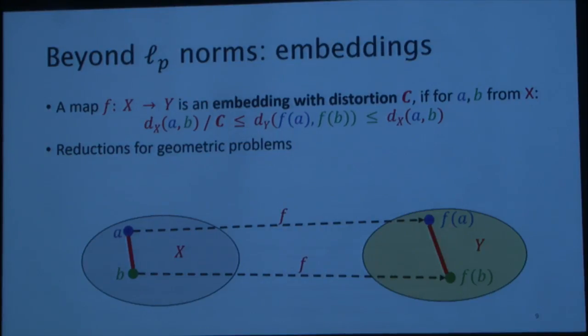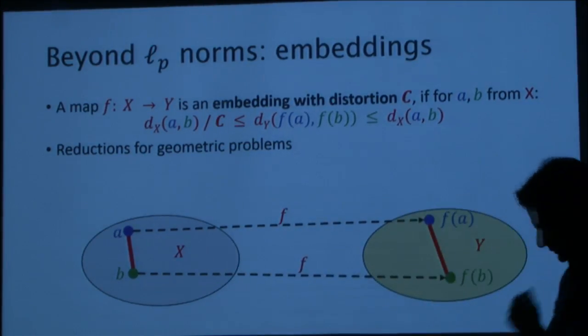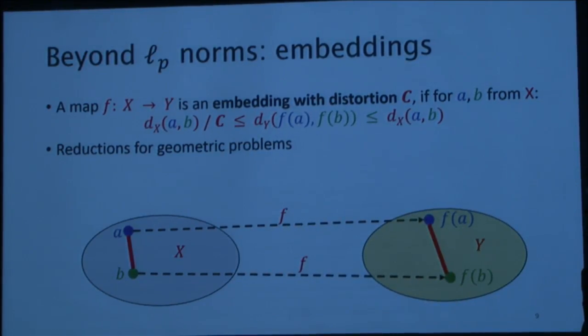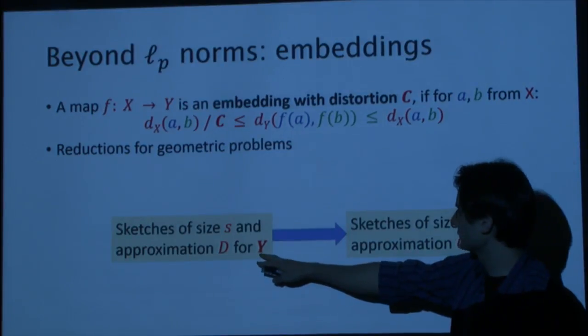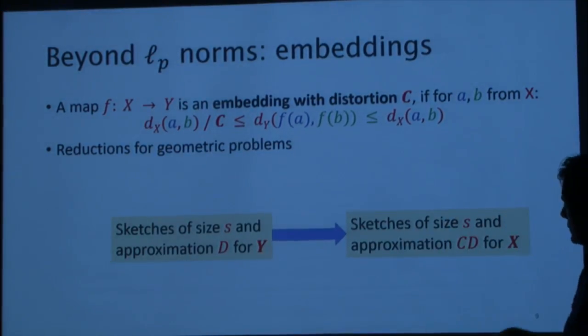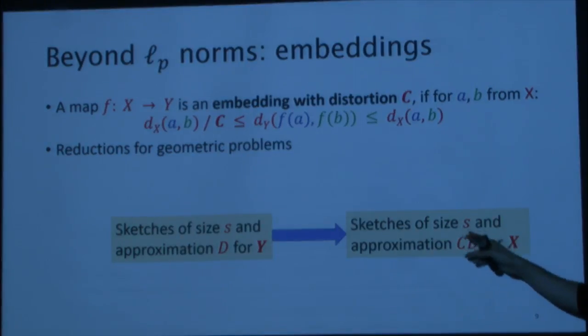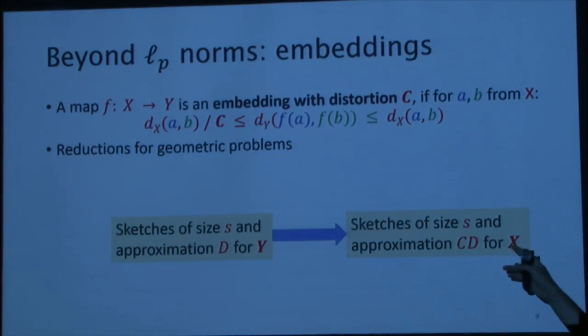So this is the classic reduction for geometric problems. If we can solve the problem under metric space Y, then this immediately gives us a solution for metric space X. In particular, applying this to sketches, this means that if we have a sketch of size S for approximation D for the metric space Y, the host space on the right-hand side, this immediately implies that we have a sketch of size S and approximation C times D for X, our pre-image.